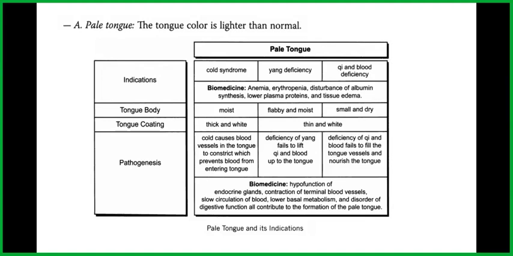For Yang deficiency, the tongue body is flabby and moist. The tongue coating is thin and white. The pathogenesis is deficiency of Yang, which fails to lift qi and blood up to the tongue. And the indications for qi and blood deficiency: the tongue body will be small and dry. The tongue coating will also be thin and white. And the pathogenesis is deficiency of qi and blood, which fails to fill the tongue vessels and nourish the tongue.